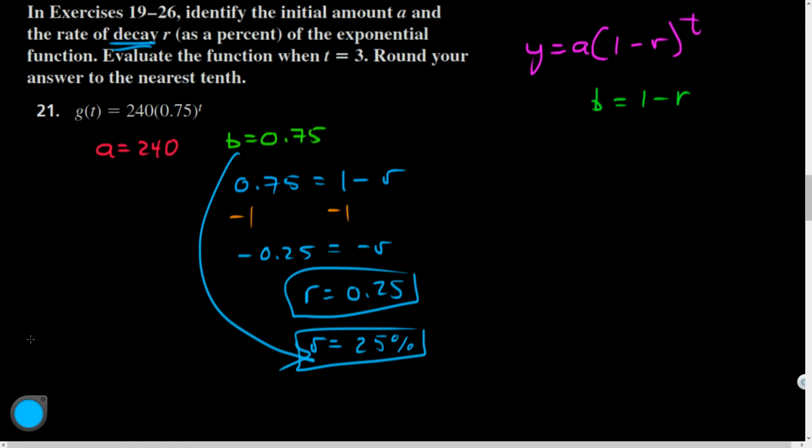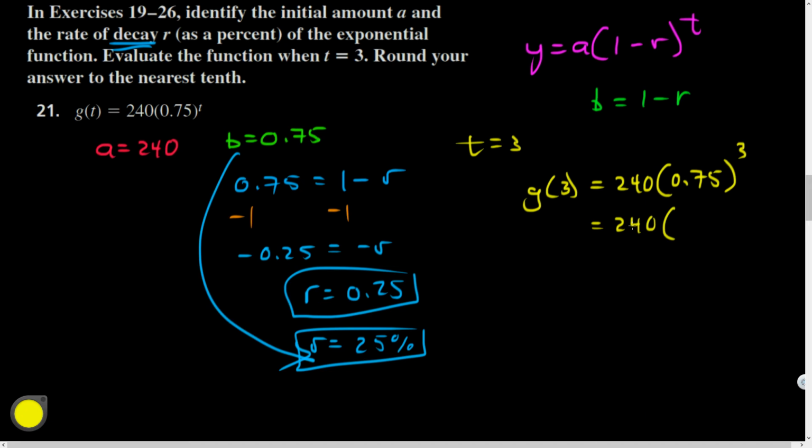Oh, they wanted us to find out when t equals 3. Man, I might not get through all the problems I want. Well, we'll see. So if t equals 3, let's find out what g of 3 is. That's 240 times 0.75 to the 3. So that's 240 times 0.75 to the 3, and I get 0.4219. Round that out a little further.